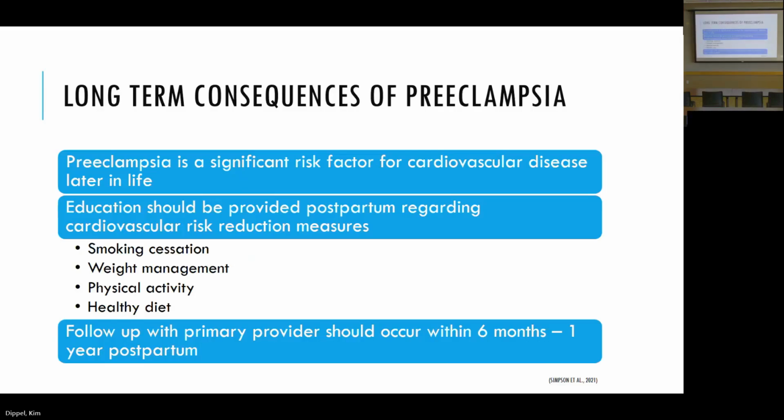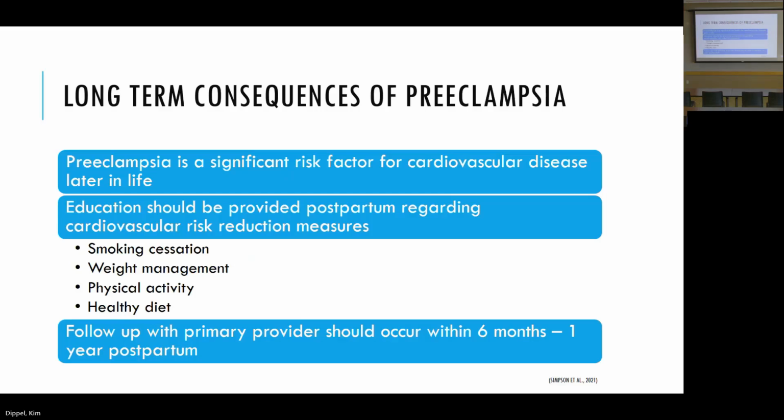So, long-term consequences of preeclampsia. I think Ashley did a really good job when she talked about the information that is available for our pregnant women now once they have delivered. But preeclampsia is a significant risk factor for cardiovascular disease later in life, just like gestational diabetes is for diabetes. So we need to provide postpartum education. Do they have a primary physician that they can be seen by afterwards? If they're smoking, we need to address that. Weight management, physical activity, and a healthy diet. They need follow-up, follow-up, follow-up.